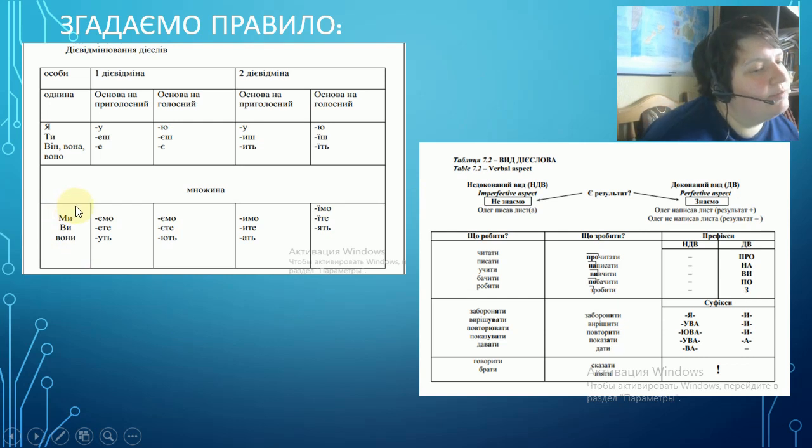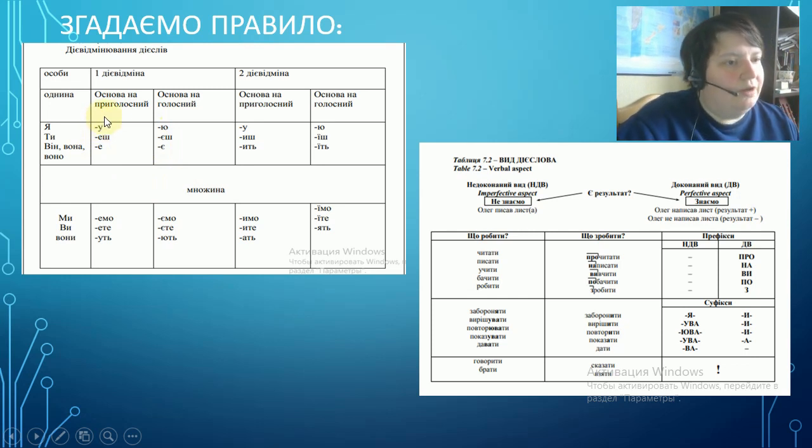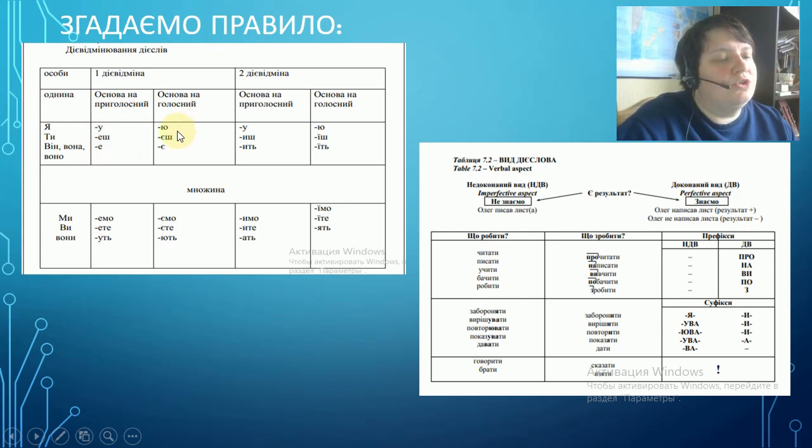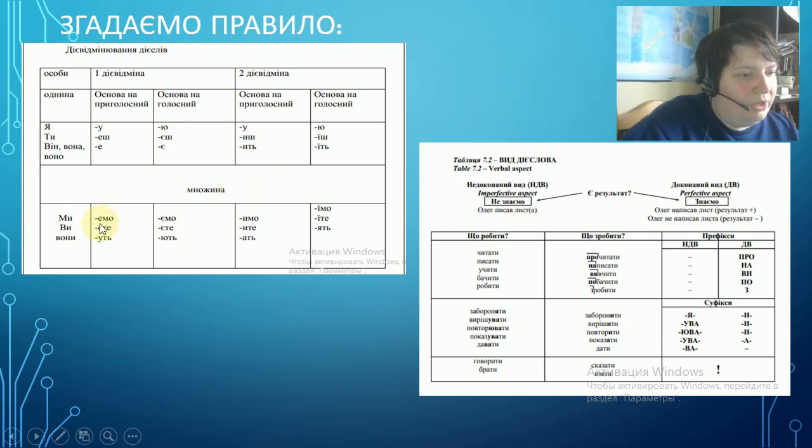So we have two types of conjugation. The first type has this ending, and it depends on which letter and which sound the verb finishes. If the verb finishes on the consonant, we use u, ash, a. If on the vowel, we use u, yash, ya. And in plurals, we use emo, ete, ut if it ends on consonant, yemo, yete, yut if it ends on vowel.